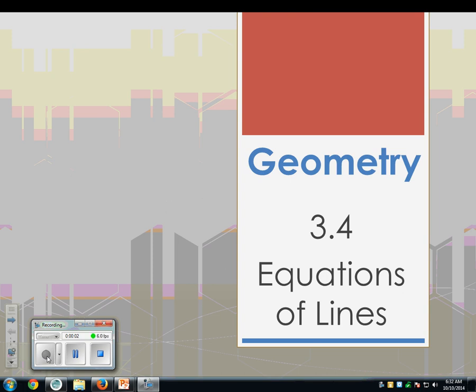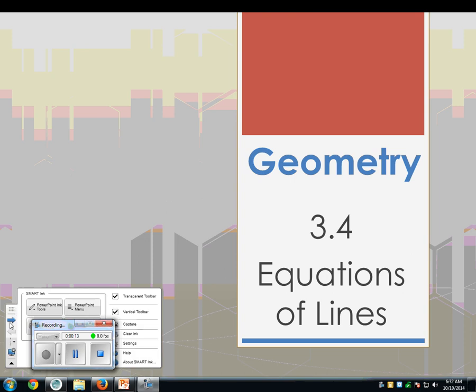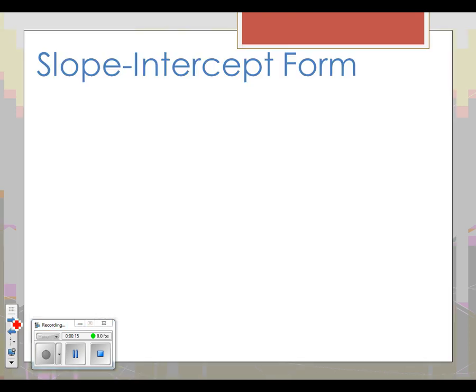Today we're going to look at section 3.4. It's a pretty direct continuation of what we did last time where we learned about the slope. So go ahead and write down the title, 3.4 Equations of Lines. We're going to look at two different equations that you can write for any linear equation. And both of these I know you saw last year.